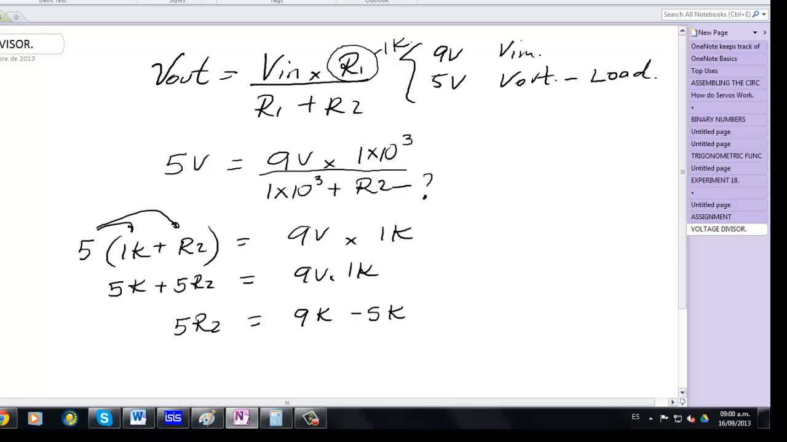Remember that these are values, actually, they're not variables: 9 times 10 to the power of 3. And finally, R2 would be 9 times 10 to the power of 3 minus 5 times 10 to the power of 3, divided by 5. Now, if I do this, 9 minus 5 would be 4. So 4 times 10 to the power of 3 over 5.